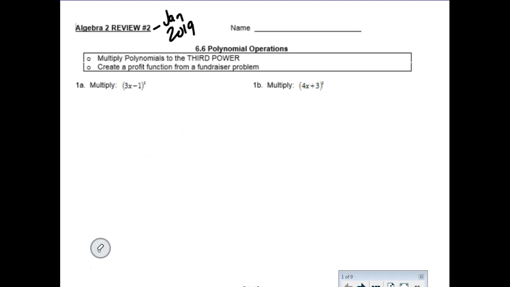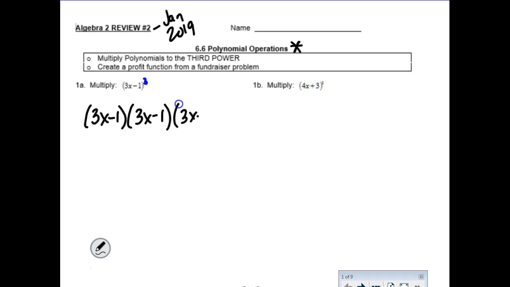Okay, so this section here is a retest. We already tested 6.6 polynomial operations, and we're going to see it again. And boy, is that hard to see. I think it says (3x minus 1) to the third power. This is a little more complicated than what we saw in the last test. I just had you raise it to the second power in the last test, but this is to the third power.